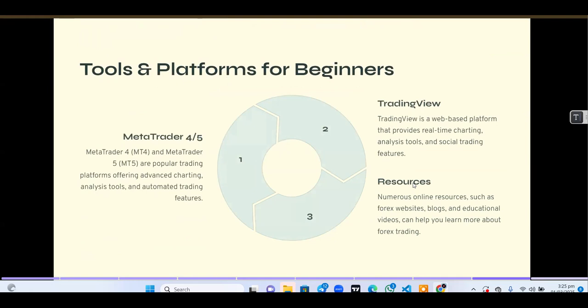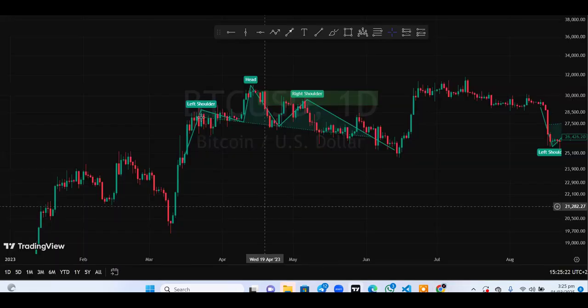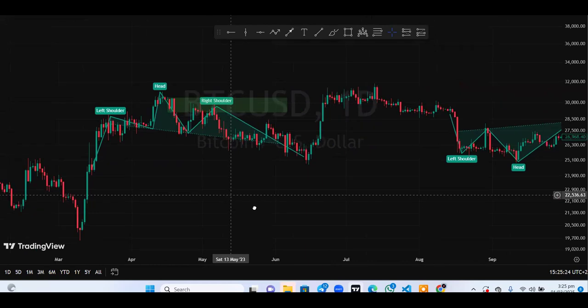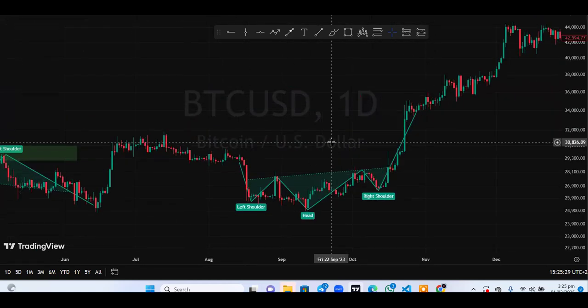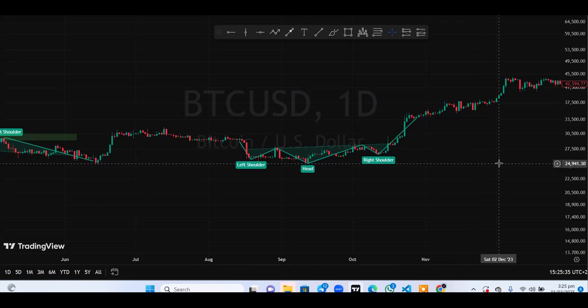Okay, now another thing, tools and platforms for beginners. I'm pretty sure we already know we have MT4 and 5. MetaTrader 4 and MetaTrader 5 are popular trading platforms offering advanced trading analysis tools and automated trading features. We also have TradingView. TradingView is the one that I'm using. It offers much flexibility and is versatile when it comes to doing your analysis. Unlike on MT4 and MT5, where you're going to be limited, on TradingView, I can adjust.